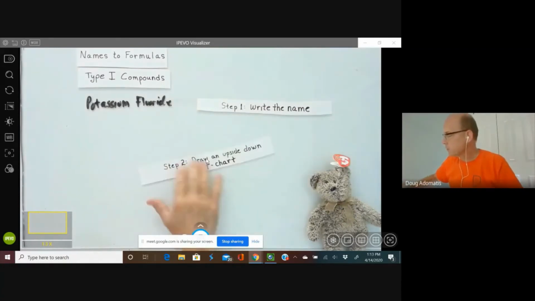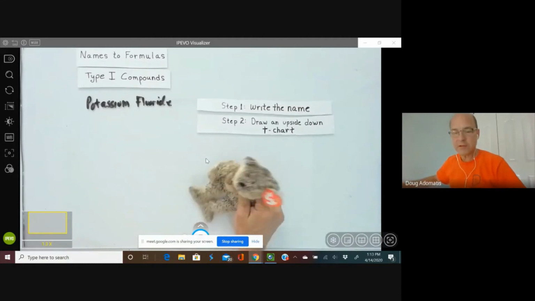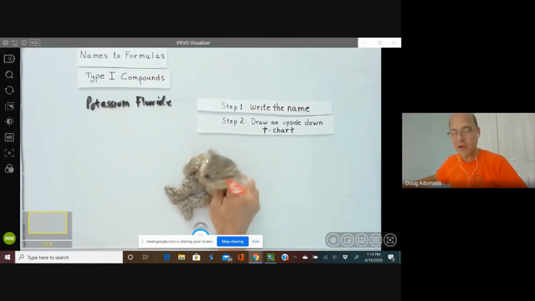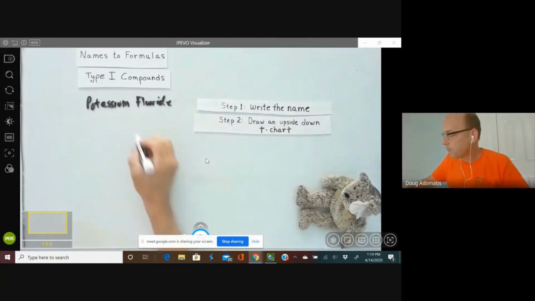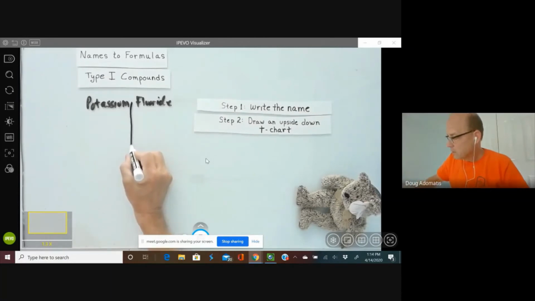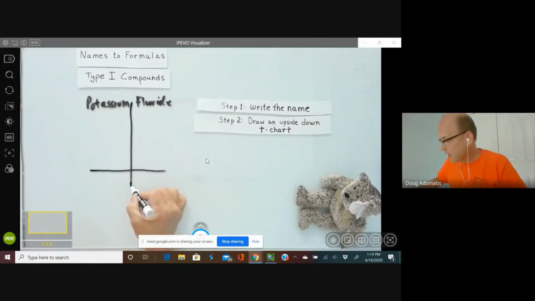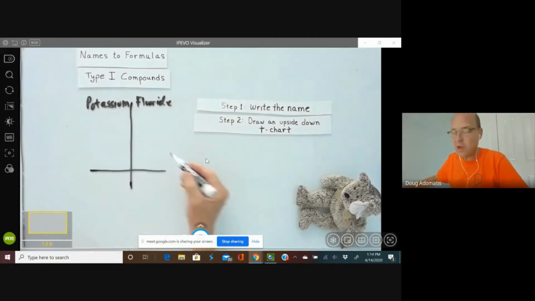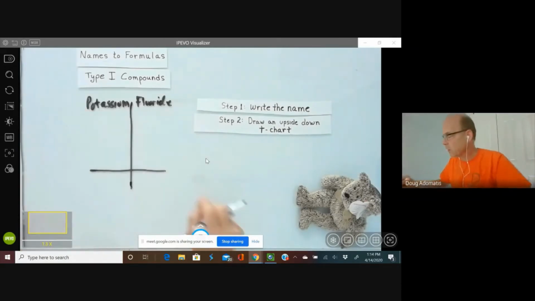Now, what I want you to do, I'm giving you a strategy now, right? Oh, I love it when you give me strategies, Mr. A. It helps me solve the hardest problems if I know how to do it. Okay, step 2 is draw an upside down T-chart. So here is a T-chart, and it's upside down. All right, now notice I put the dividing line right between the two elements in this binary compound. Binary meaning 2. There's 2 elements involved here.